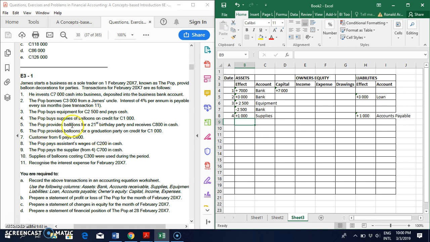Transaction 5. The Pop provides balloons for a 21st birthday party and receives 800 Rand cash. So we received 800 Rand cash. Bank account increases with 800 Rand. Let's just get that part right. And then we go to income, and our income, of course, increases with 800 Rand. That's transaction number 5.